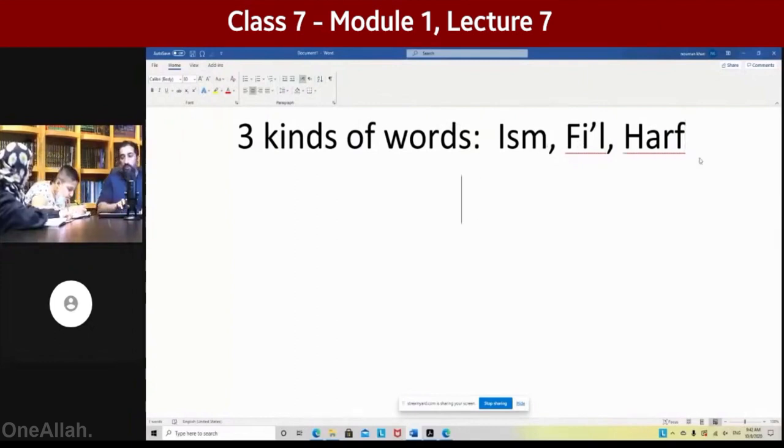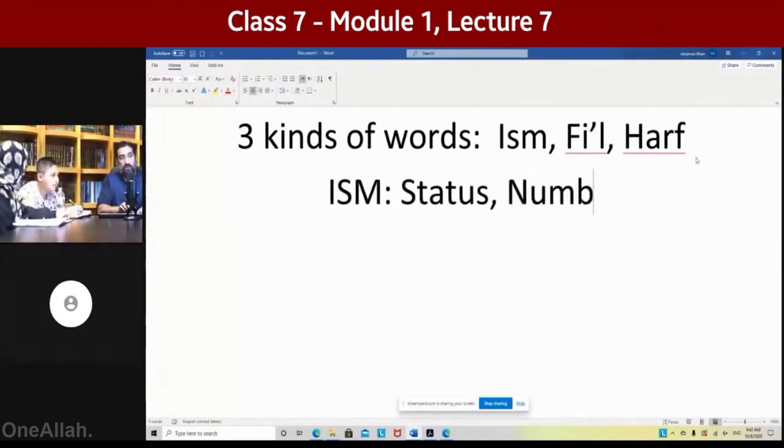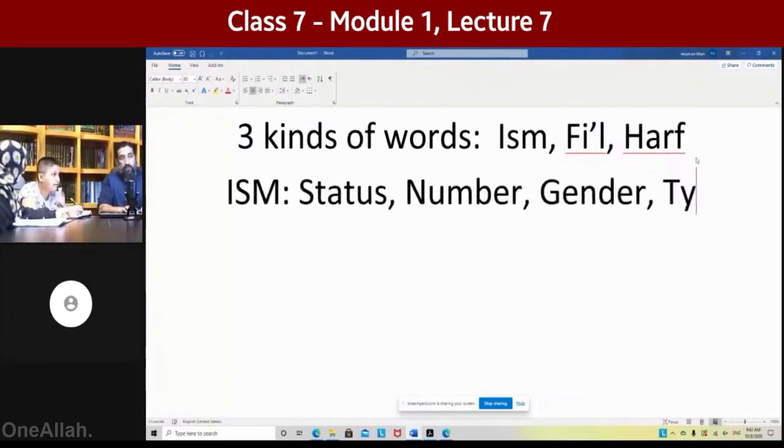The definitions you should know by heart. Ism is a person, place, thing, idea, adjective, adverb, and more. You don't have to write that down because it's in your head. What's a fi'l? Fi'l is a word that's stuck in the past, present, or future tense. And the harf? Harf is a word that doesn't make sense unless another word comes after. Brilliant. Okay, so then we've got ism, and when we study ism, we study 4 properties, which are status, number, gender, and type.